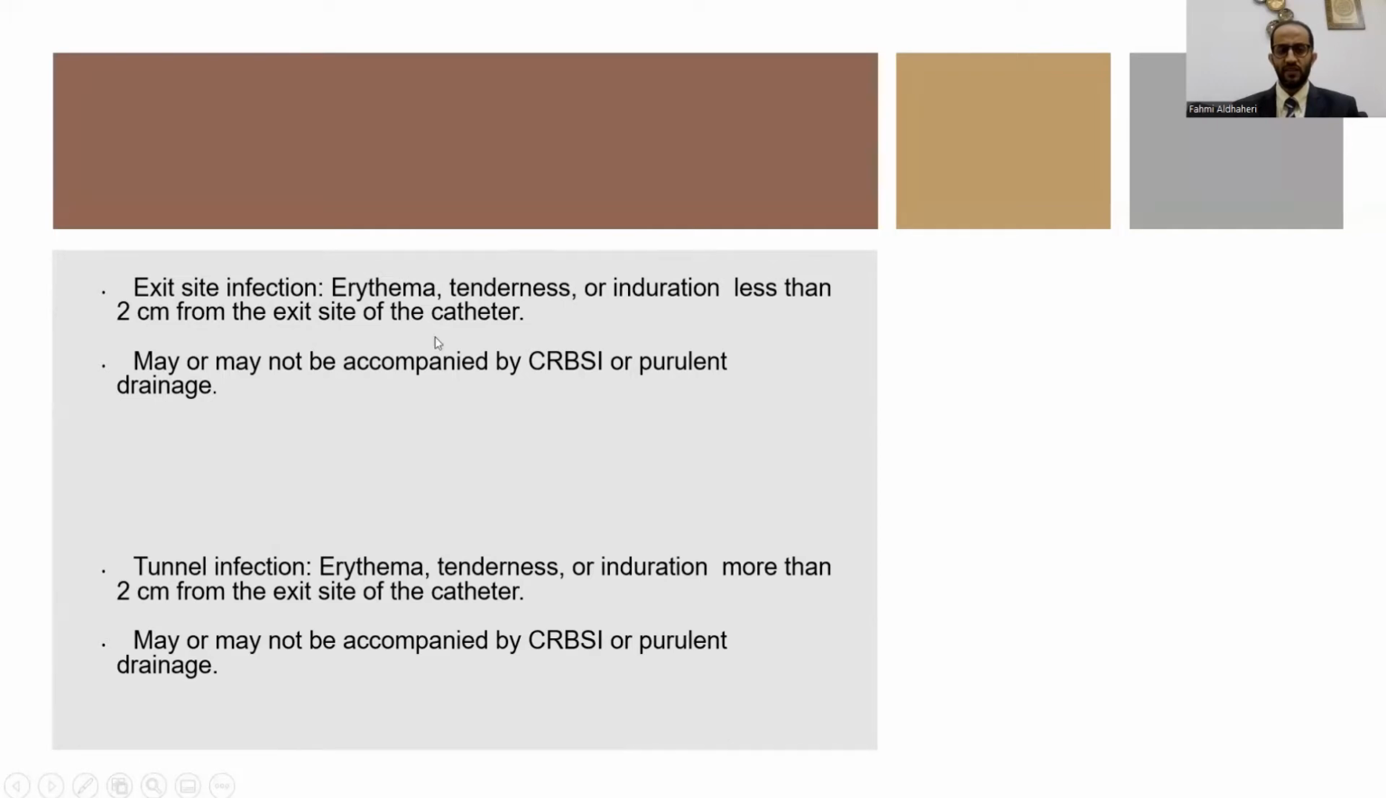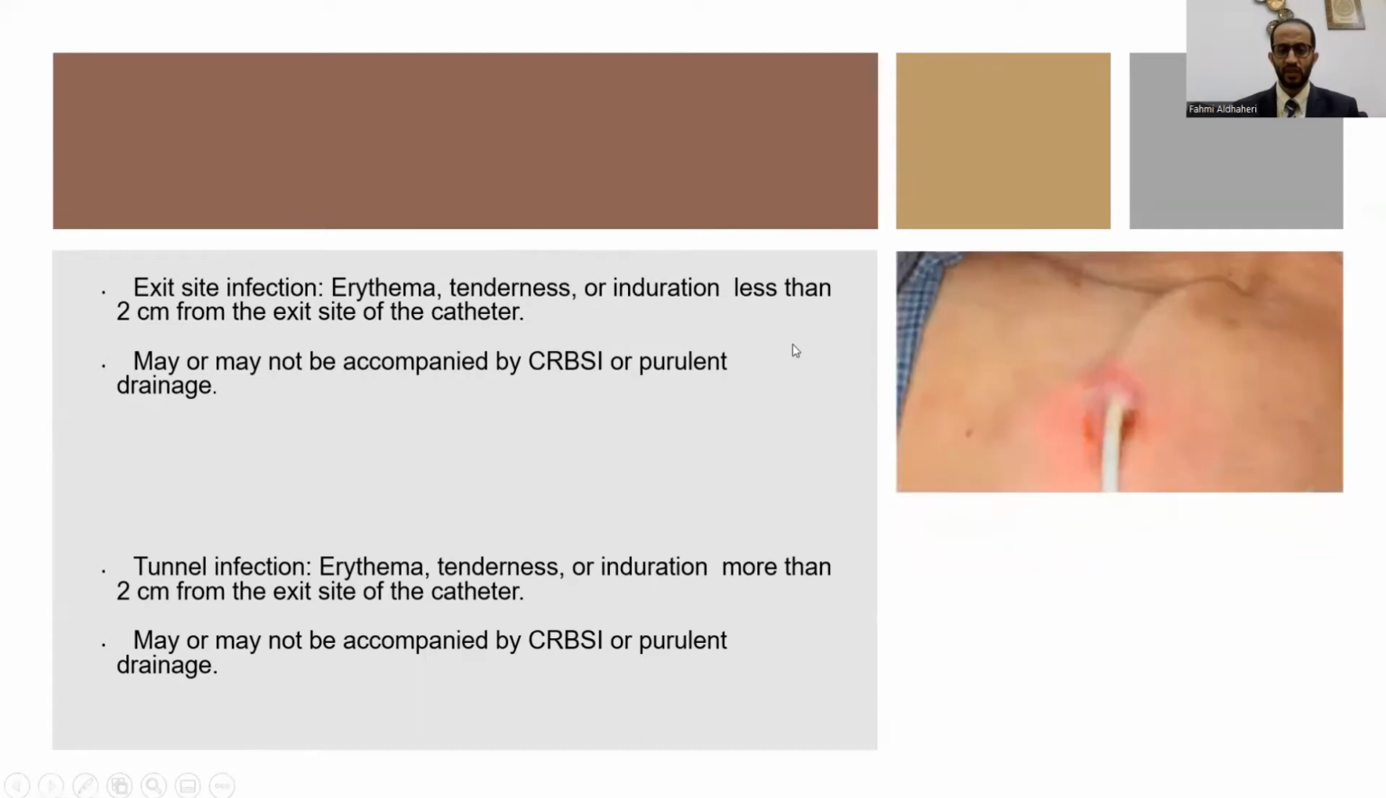Exit site infection, according to the latest KDIGO guideline, is defined as follows: erythema, tenderness, or induration less than 2 centimeters from the exit site of the catheter. As you can see in this picture, this is the catheter exit site, with erythema, induration, and some discharge within 2 centimeters of the exit site.